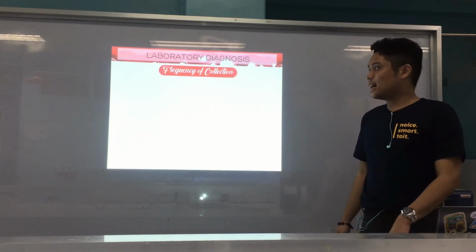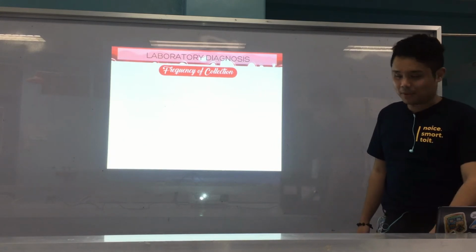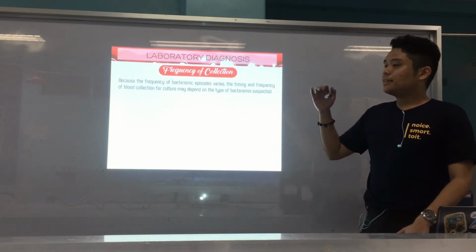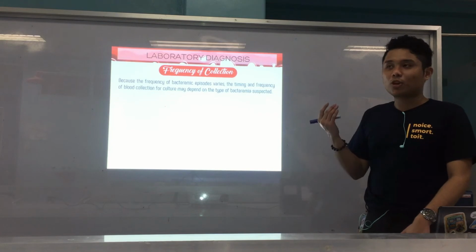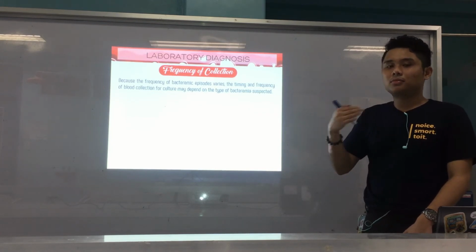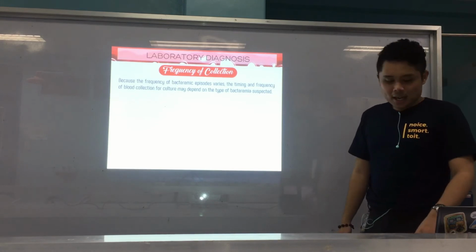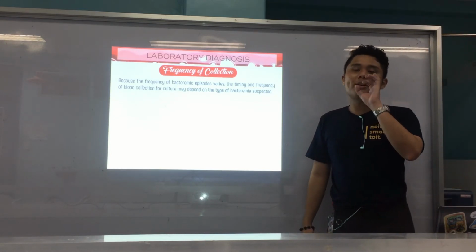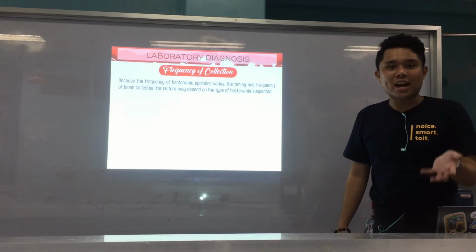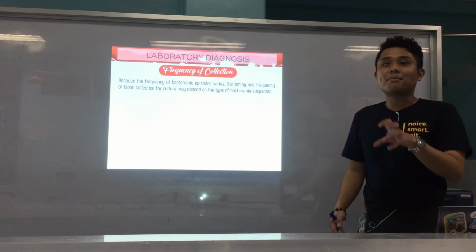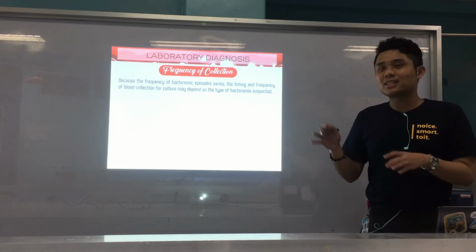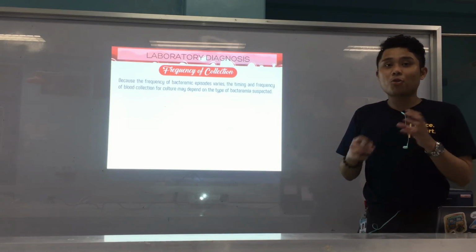Alright. And for frequency, how often do we collect blood? It would depend on the type of bacteremia in terms of its duration. It's important to determine what type of bacteremia it is, whether transient or continuous, so you know when to collect blood. Because it's important to know when to collect blood, okay?